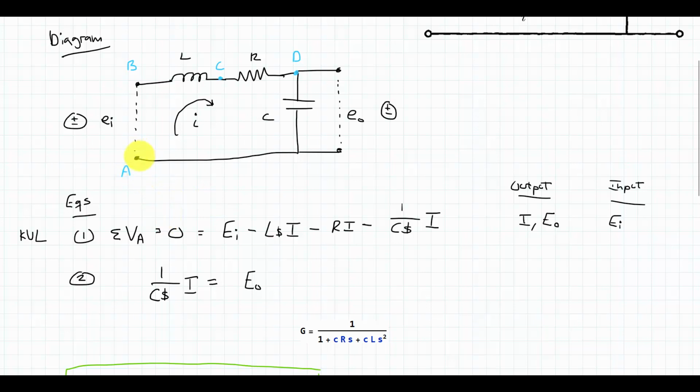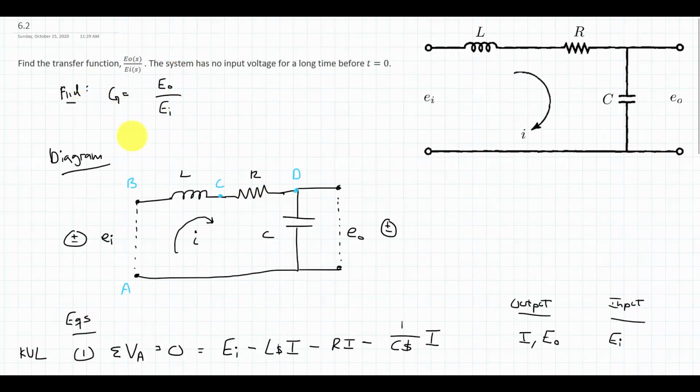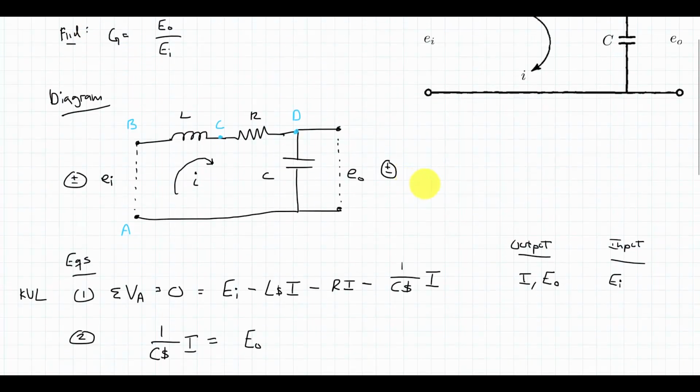So I had an increase in voltage across EI, a voltage drop across the inductor L, a voltage drop across the resistor R, a voltage drop across the capacitor C, and I was back at A. So that had to sum to 0. So that was my first equation. That had one output, the current, and one input, E sub I. However, I need to find my transfer function of E out over EI. So that necessitated a second equation.